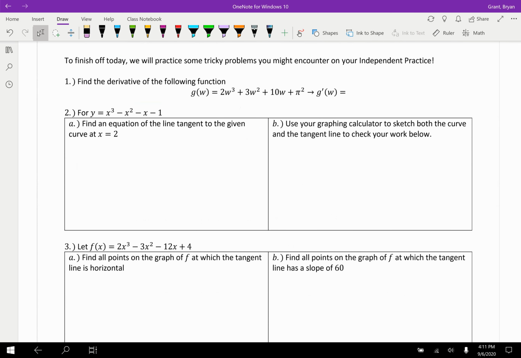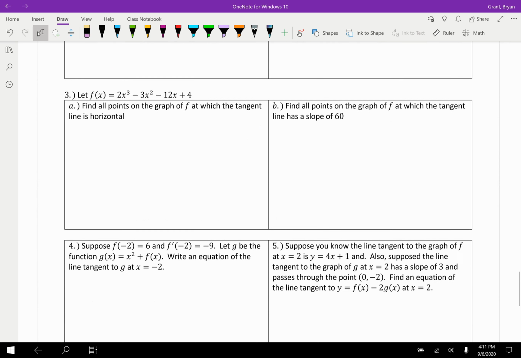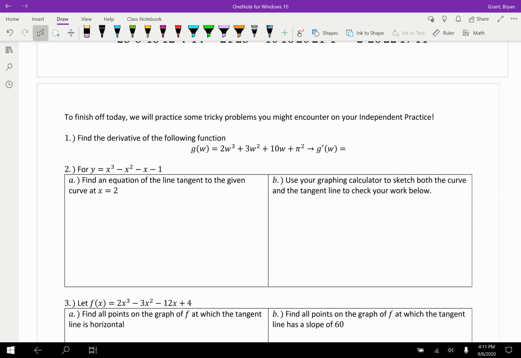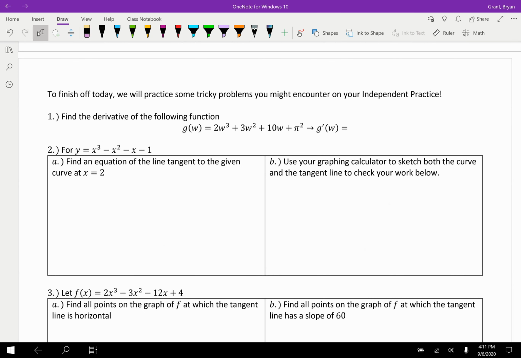Last page. These 5 or so problems are really designed to help you prepare for your independent practice. You have a few like this, so let's get to it. Find the derivative of the following function. Well, we have lots of individual terms here, and we know one of our rules says we can just find the derivative of every term.